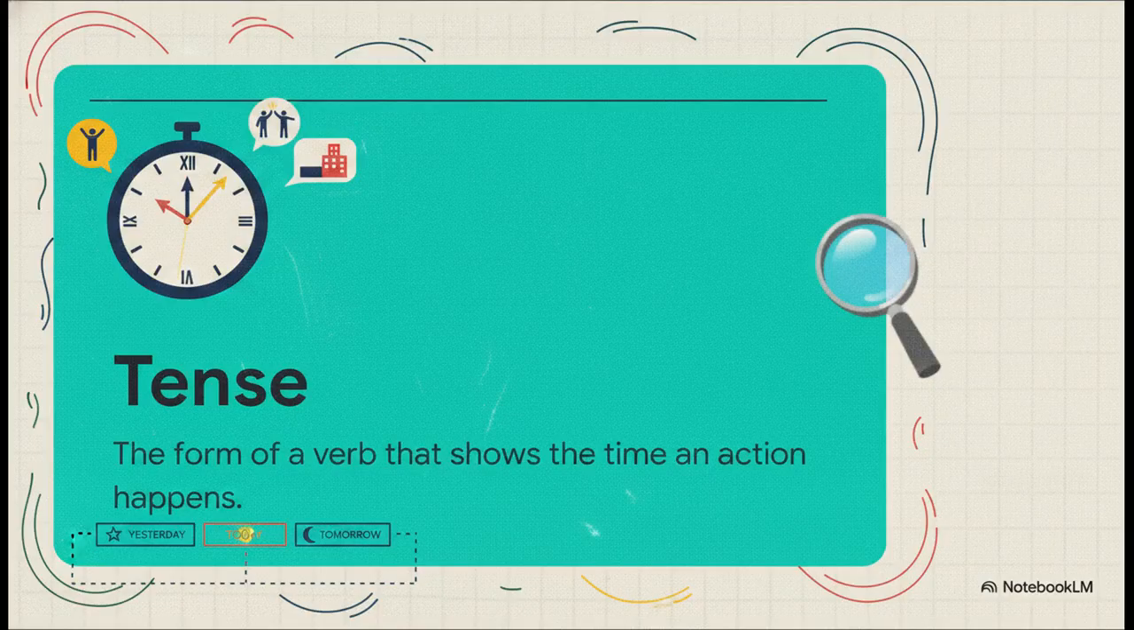So the crucial point here is this. Tense is just the specific form a verb takes to tell us exactly when something happens. It is our main control panel for reality. Think about it. Without tenses, we wouldn't be able to tell our friends what we did yesterday, what we're doing today, or what our big plans are for tomorrow.